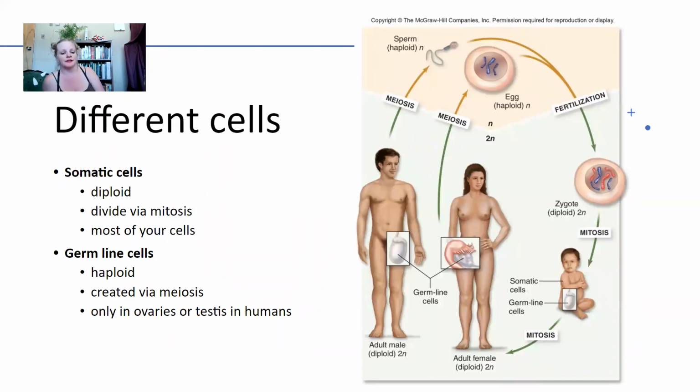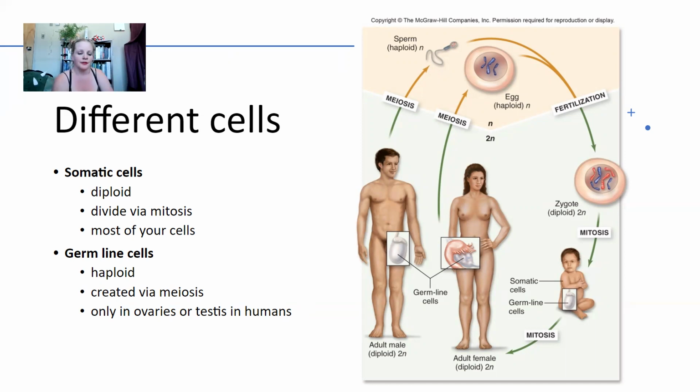So we have different kinds of cells. You're going to want to know the difference between somatic cells and germline cells. Somatic cells make up the majority of our bodies. These are diploid. In most animals, they divide via mitosis. So if you need to replace some skin cells, you're going to do mitosis to replace the cells that you're shedding.